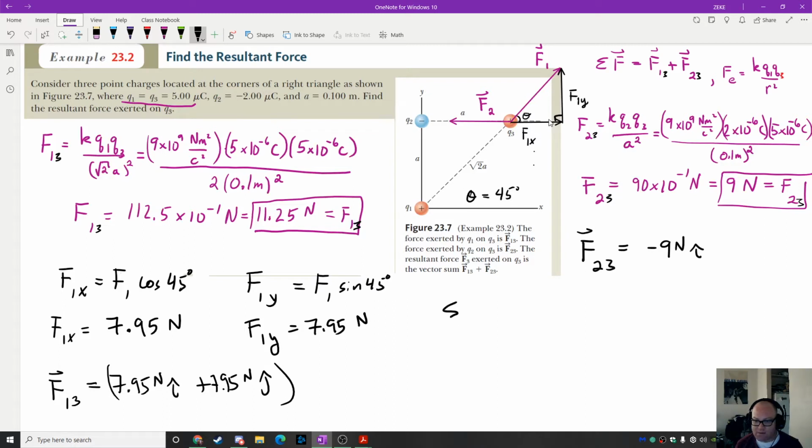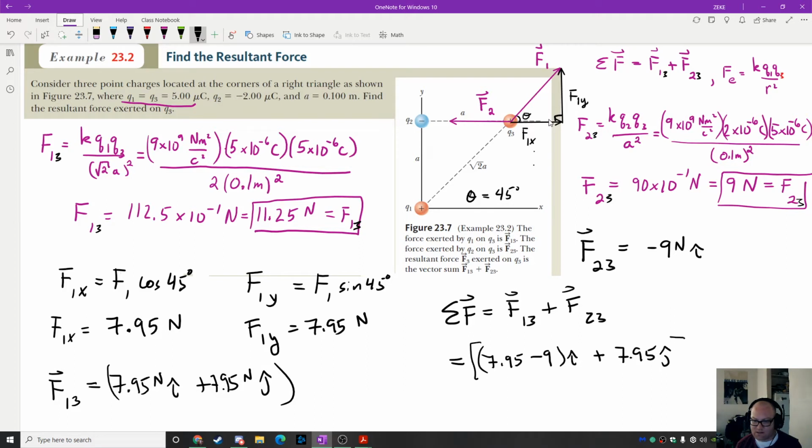And then if I want to sum the two forces together, since they're already written in these forms right here, I just basically add together F13 plus F23. So that's going to be equal to, let's see, 7.95 minus 9 i hat plus 7.95 j hat. Sorry, I didn't say that right. And of course we know that all of this is in the units of newtons.